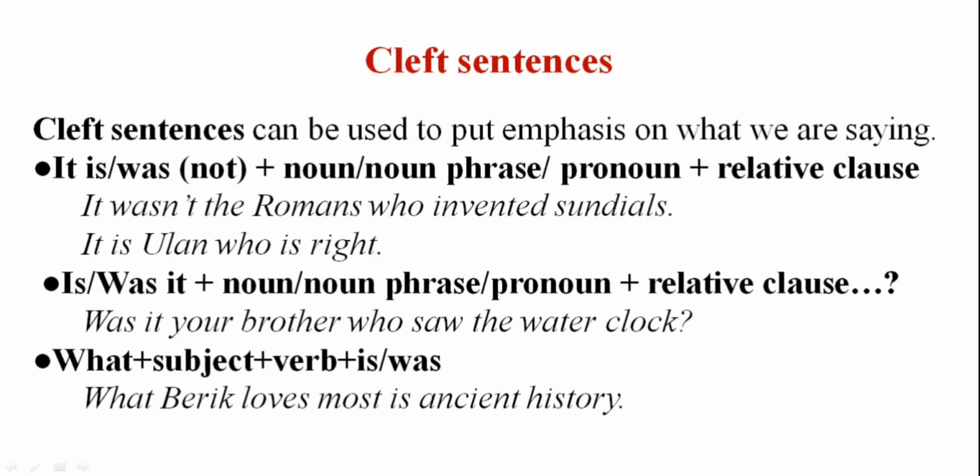In interrogative sentences, the structures are: is it plus noun or noun phrase or pronoun plus relative clause. Was it plus noun or noun phrase or pronoun plus relative clause. For example, was it your brother who saw the water clock? What plus subject plus verb plus is or was. For example, what Berg loves most is ancient history.